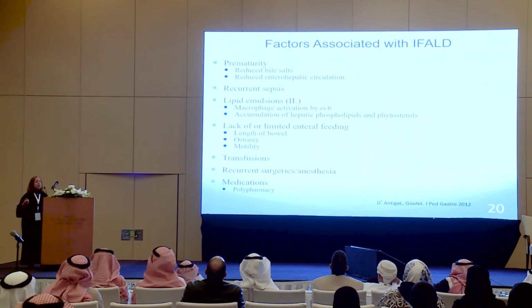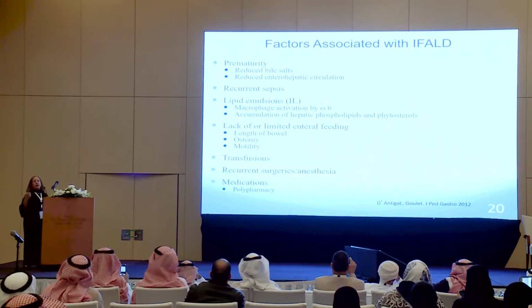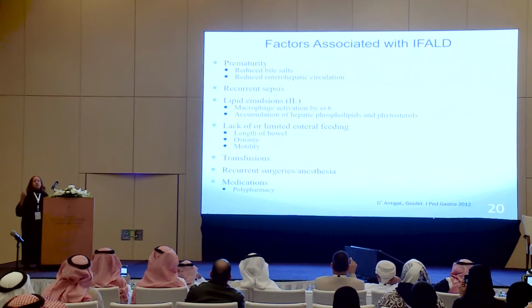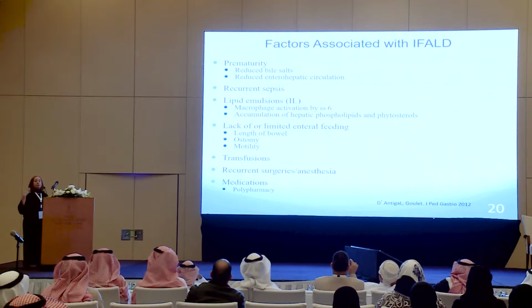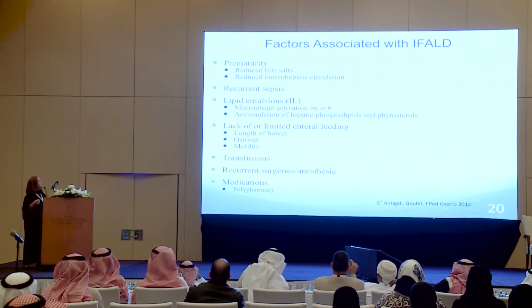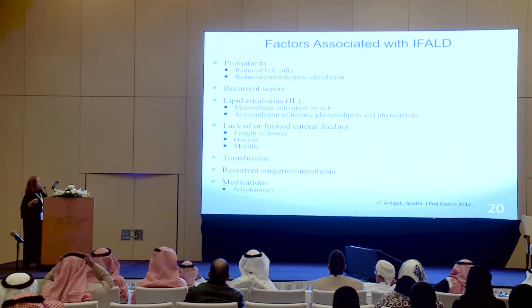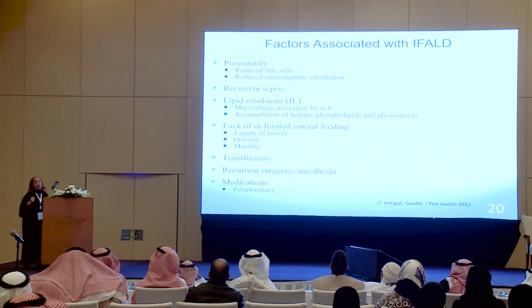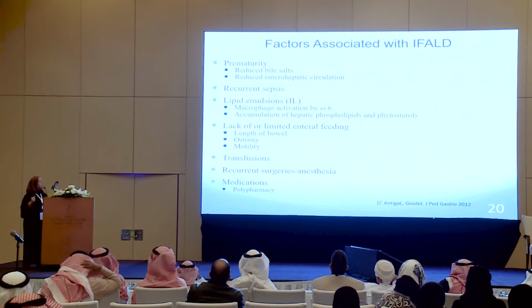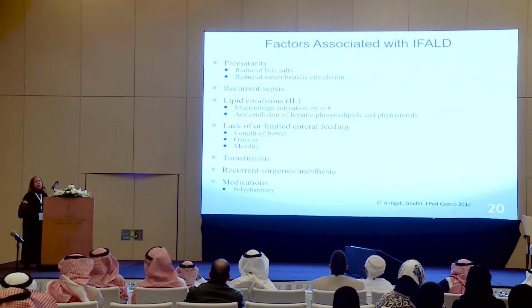What are the factors associated with intestinal failure associated liver disease? Prematurity. We know that for anybody of us that takes care of babies, once they start on TPN, at 2-3 weeks, all of them are going to be jaundiced, and it's expected. It's impossible to prevent. You can prevent further liver damage, but cholestasis is going to be there. Recurrent sepsis, what kind of lipid emulsion you use, how much enteral stimulation you give to this patient. Transfusions play a role, recurrent surgeries and anesthesia, and medication. Most of these patients are receiving polypharmacy.